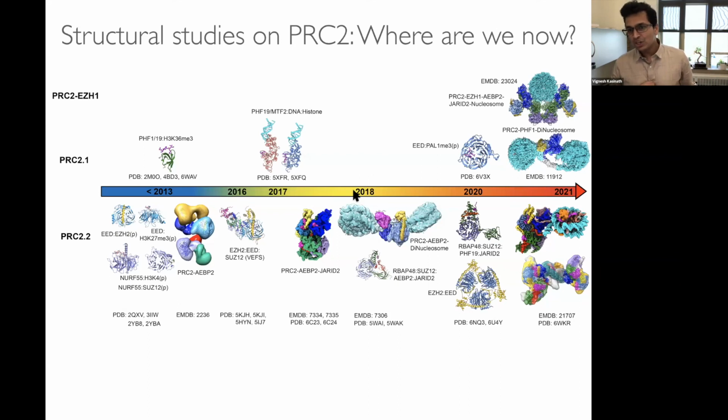I mean, it's not just the H2AK119Ub, or not just the CpG DNA that's going to specify recruitment. There are probably other factors that play a role in this as well.